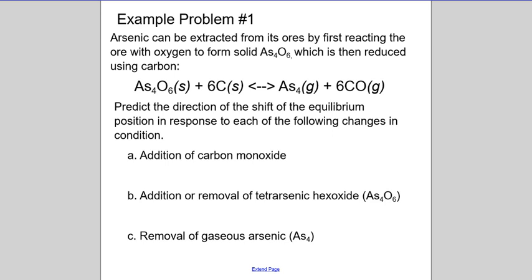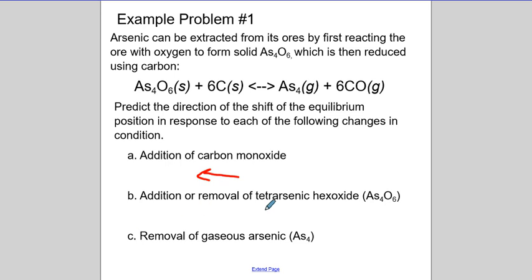So example 1, predict the direction of the shift of the equilibrium position in response to each of the following changes. So we're adding carbon monoxide. So that's this guy right here. So we add carbon monoxide, so we are adding a product. Since we added a product, it's going to shift to the opposite side. So this thing shifts left. That's it. So if we add carbon monoxide, we shift left. That means we're going to make more reactants, lose some product.